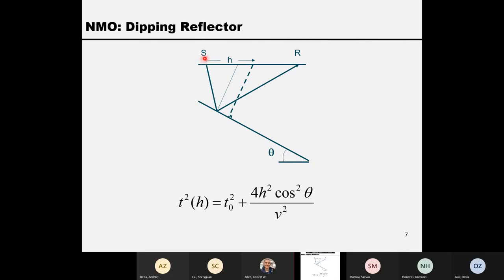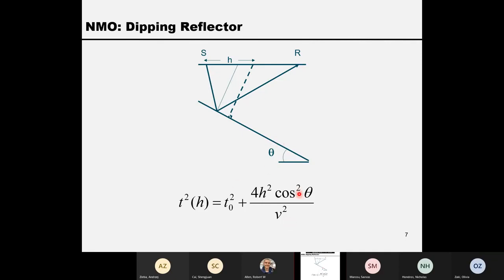now if you try to work out the travel time from S to the reflection point and back to the surface, the travel time will follow this formula: T squared equals T naught squared. T naught means the two-way travel time at the midpoint, along this dashed line perpendicular to the reflector.